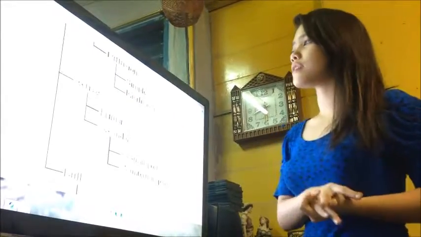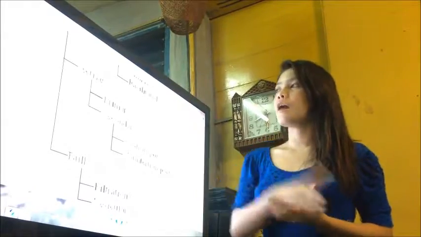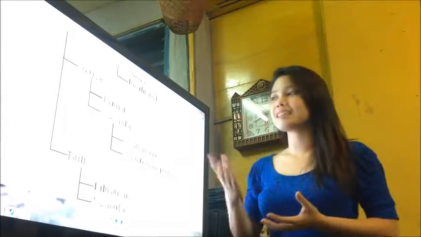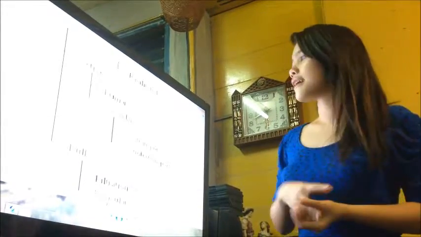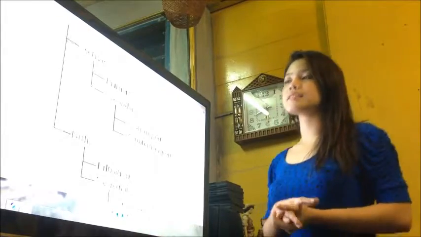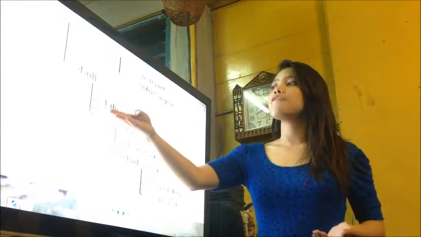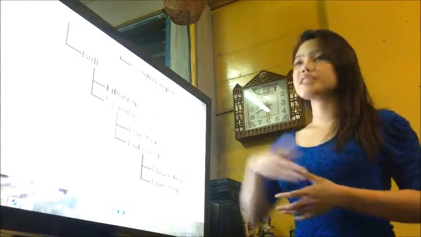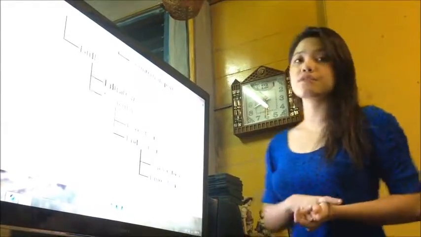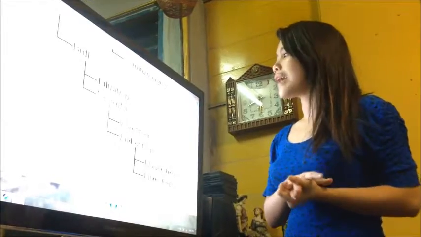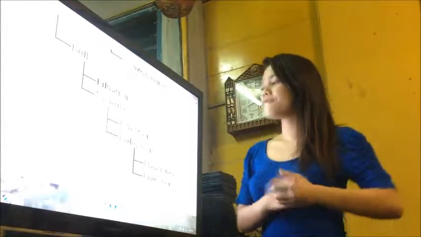Now we have the active transport, which has the primary and the secondary, followed by the co-transport and the counter-transport. Now last but not least is the bulk transport. So here are the parts of the bulk transport. First is filtration. Second is vesicular. Followed by the filtration and vesicular is the exocytosis. Now the fourth one is the endocytosis, followed by the phagocytosis and the pinocytosis.